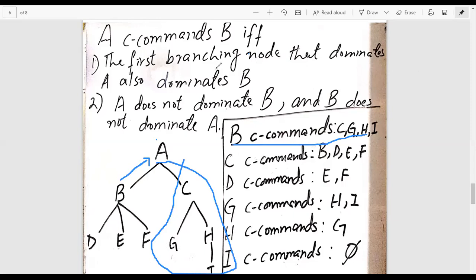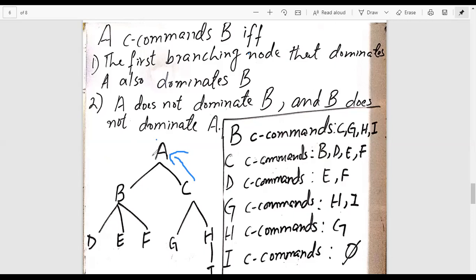And let us look at the other case. Let us look at C here. What will I have to do here? If you want to know what C c-commands here, go one step up. You cannot go two steps up, right? If you go two steps up, it will be grammatically wrong. It is an ill-formed structure, right? So for knowing what C c-commands, you go one step up and then you go all the way down.